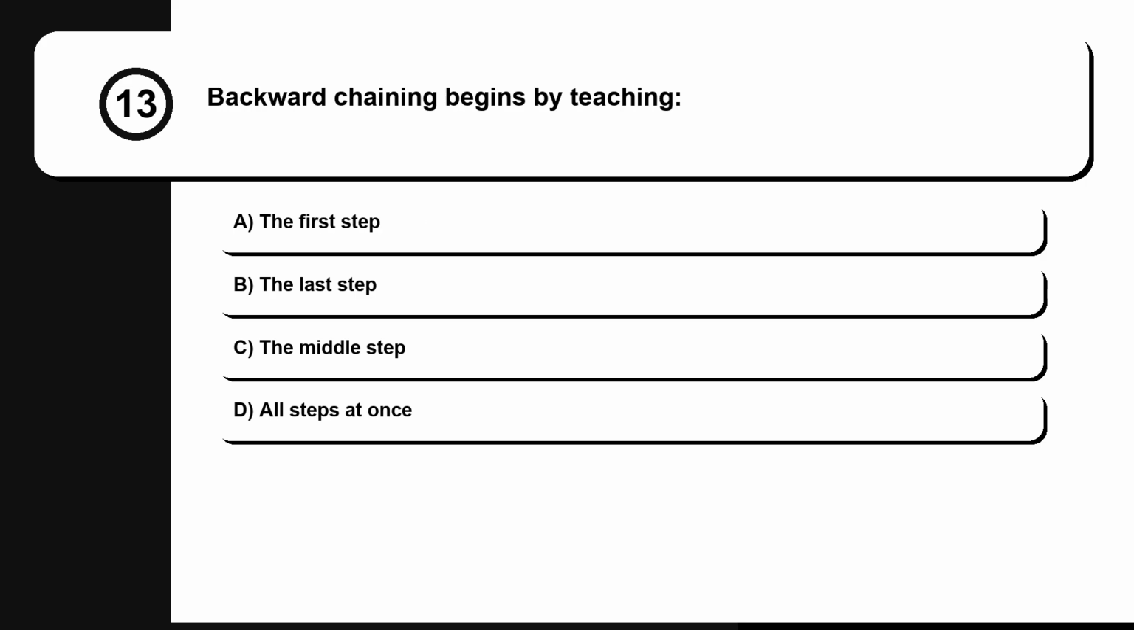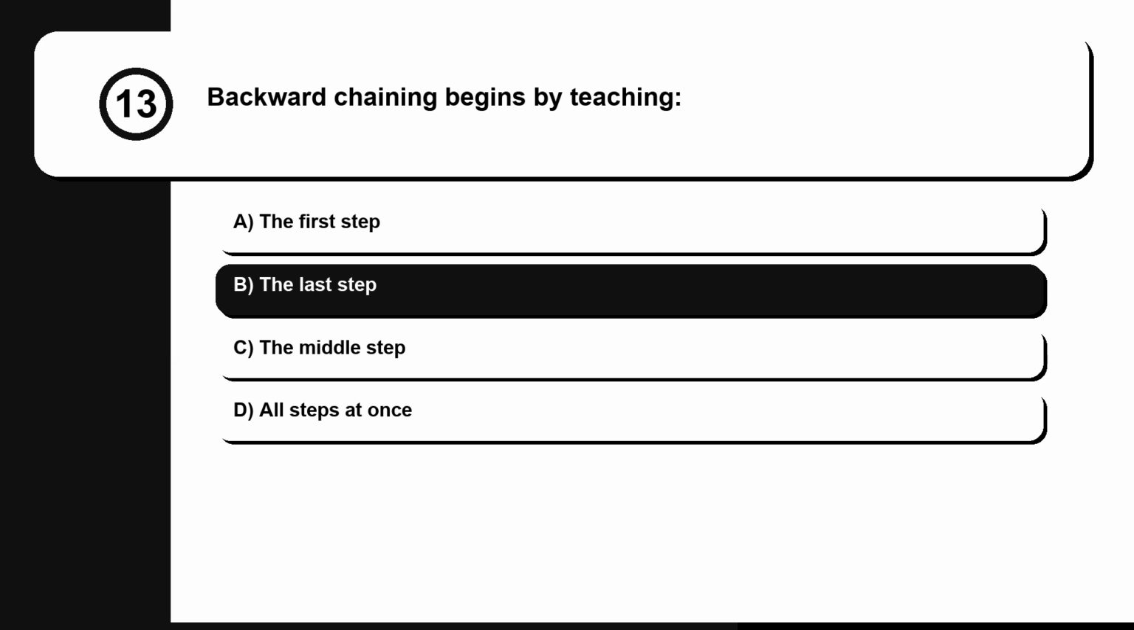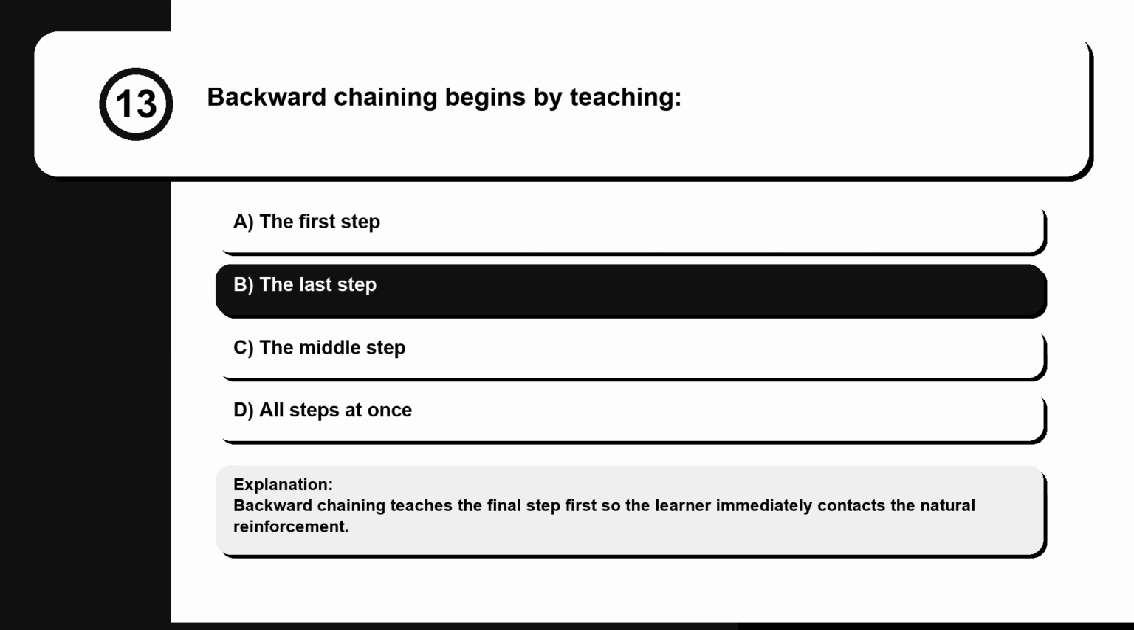Question 13. Backward chaining begins by teaching A. The first step, B. The last step, C. The middle step, or D. All steps at once. The correct answer is B. The last step. Backward chaining teaches the final step first so the learner immediately contacts the natural reinforcement.